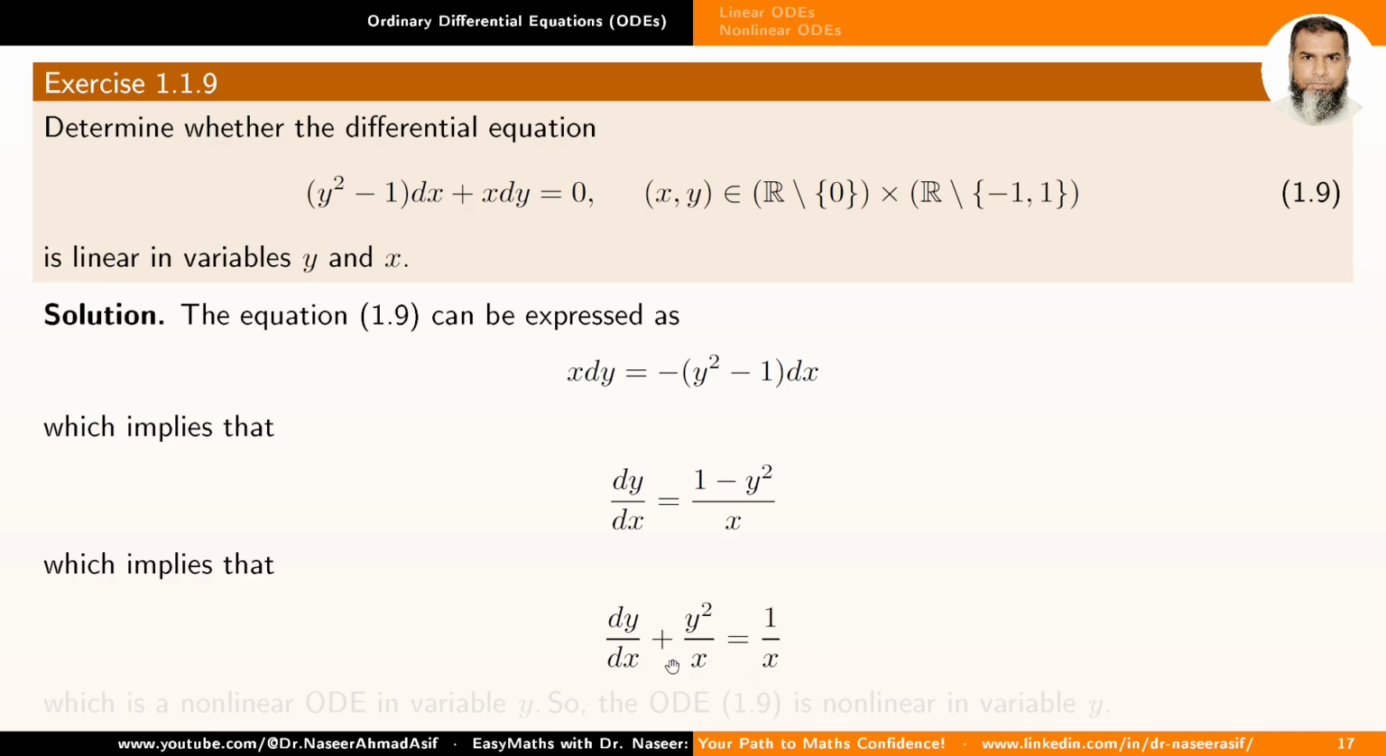In this equation, we can see x and y are two variables. y is the dependent variable, x is the independent variable. This is the derivative of y with respect to x. This is a linear term. Also, this is y square by x, so this is a non-linear term. So ODE 1.9 is non-linear in variable y.